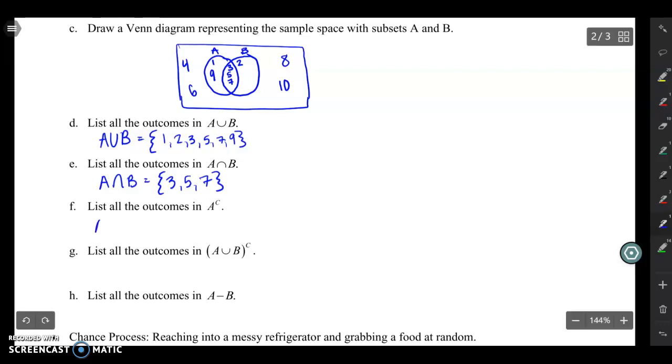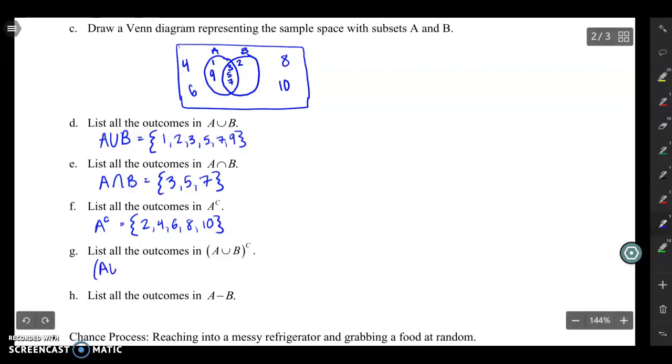All right, listing all the outcomes in A complement. So remember, A complement means everything that's not in A. So here I want to list all the numbers that are not in the circle A. So I have 2, 4, 6, 8, and 10. Notice that I do include the overlap. So anything that was in A or in the overlap between A and B is part of A. So I'm just taking all those values that were not in the A circle.